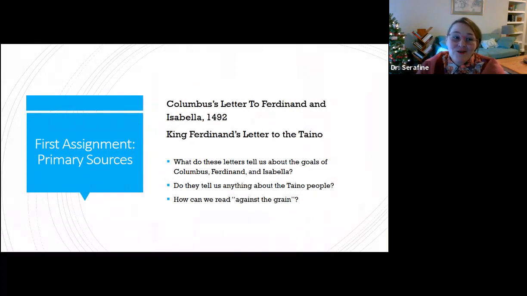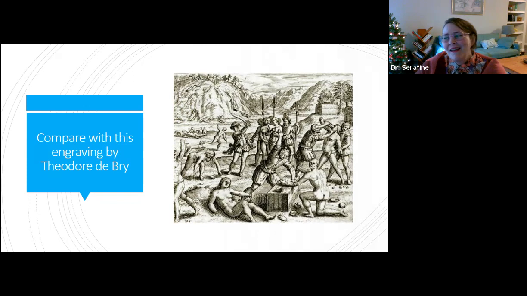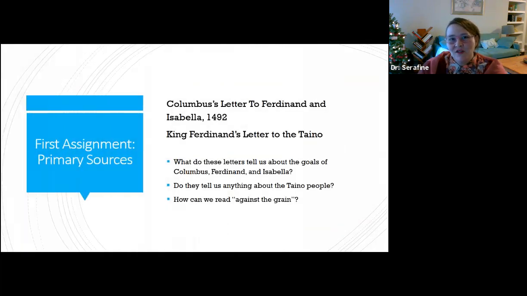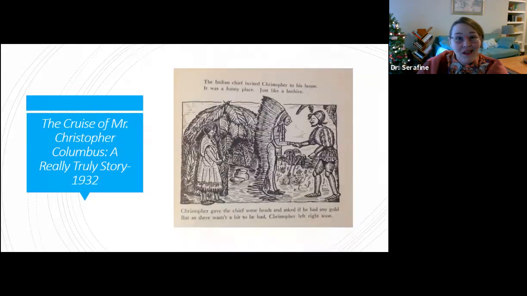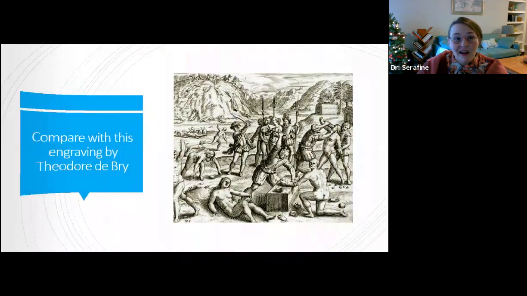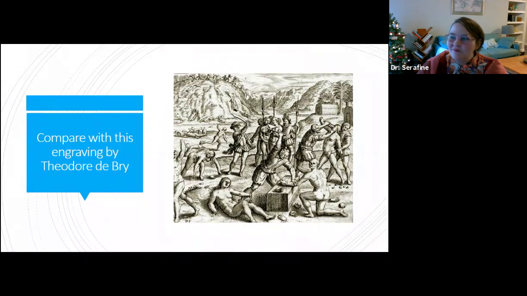The very simplistic, of course, children's book is going to be complicated by your own reading of primary sources. Now you could say, well, Dr. Serafine, are we supposed to show this to children? No, I would not create a children's book that included Theodore de Bry's engraving. But that's another challenge for us to think about. How do you introduce children as young as kindergarten to difficult ideas? If this was the first thing you learn about Columbus, by the time you get to this in high school, you may feel as if you were lied to.